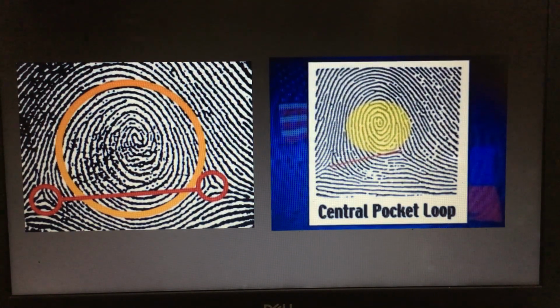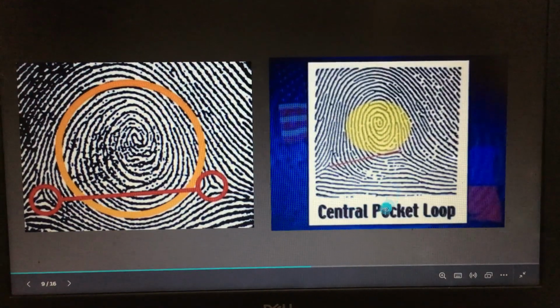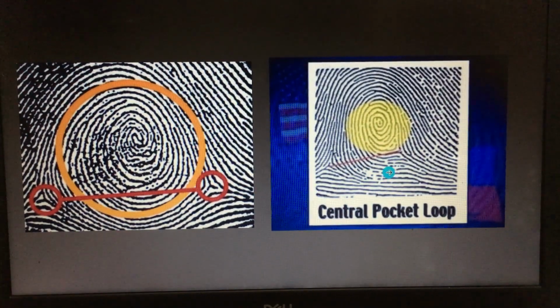So conversely, in a central pocket loop whirl, a line drawn between the deltas must not touch or cross any one of the recurving ridges. So that is what I have said earlier. This is one way of differentiating between plain whirls and central pocket loop.